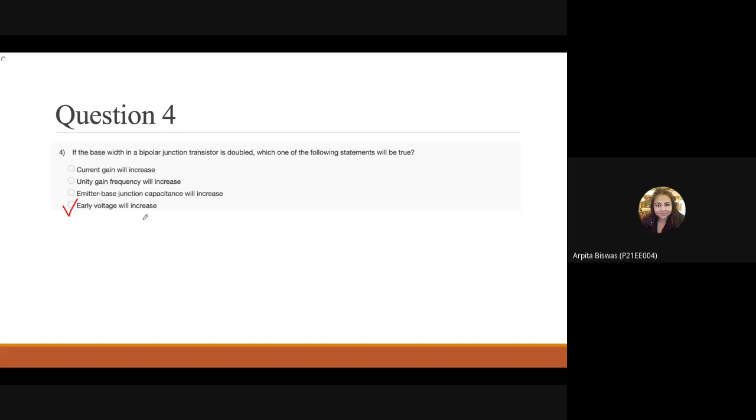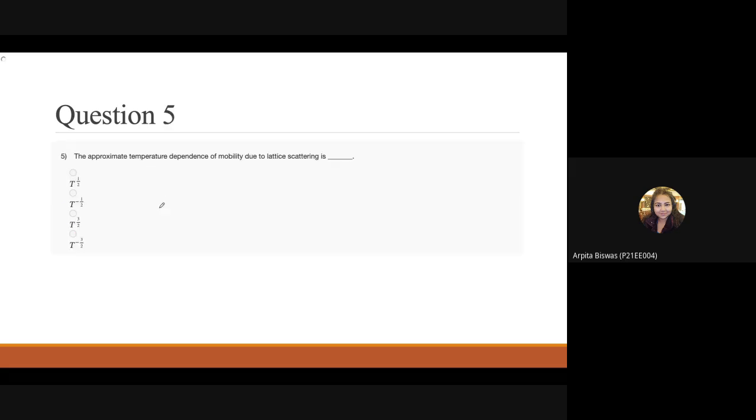So the final answer is, as the base width is increased, the base current will also increase, thus reducing the collector current. So the collector-emitter characteristics will be more flat. Thus the extrapolation of the collector current will be further, so the early voltage will also increase. So the right option is option D. Next, we move to question number 5.